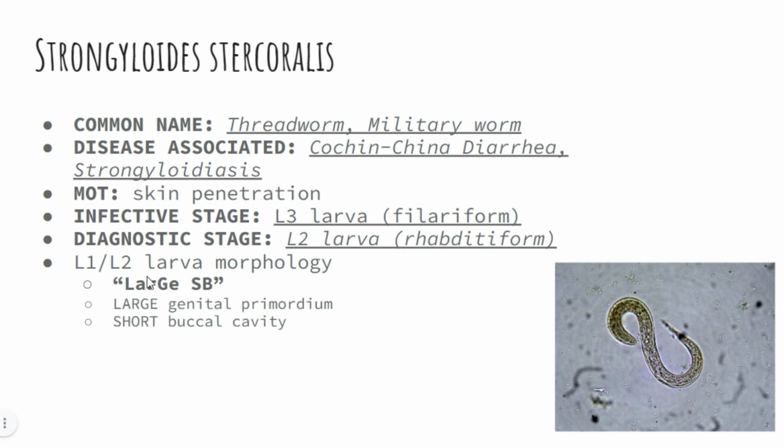And then we have here the L1 and L2 larva morphology. We can remember the phrase large SB. Ayan, parang umu-order lang sa Starbucks. Large SB. As in, large genital primordium, short buccal cavity. That is the characteristic morphology of the L2 larva of Strongyloides. Again, that is large SB, large genital primordium, short buccal cavity.